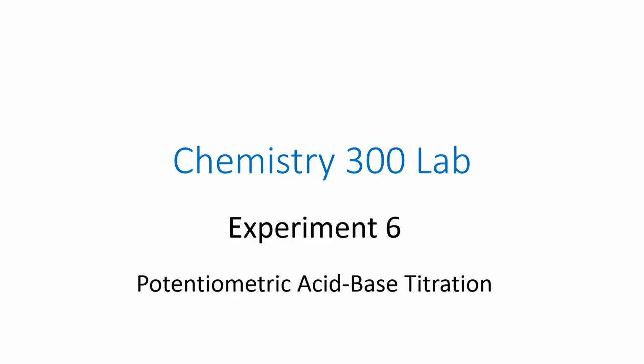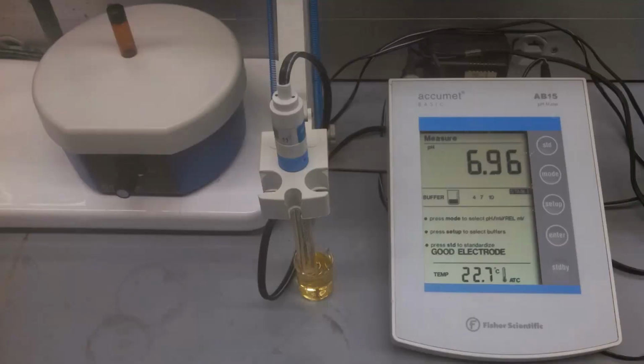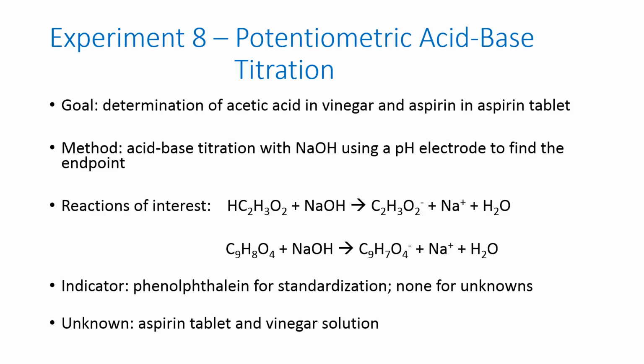This is the video introduction to Experiment 6, Potentiometric Acid-Base Titration. The goal of this experiment is to determine two unknowns: the percent of acetic acid in a solution of vinegar and the mass of aspirin in an aspirin tablet. In both cases, this is going to be a strong base, weak acid titration, sodium hydroxide being the strong base, and either the vinegar or the aspirin being your weak acid.